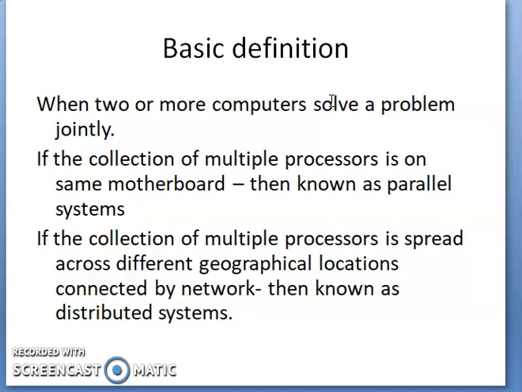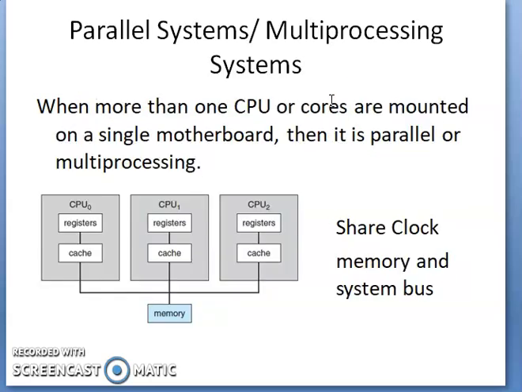Now let us look at the specific features of parallel and distributed systems. So coming to the parallel systems, the other name for this kind of a system is a multiprocessing system. Why the name multiprocessing? Because more than one processor is there in a parallel system. So when more than one CPU or cores are mounted in a single motherboard, then it is a parallel or a multiprocessing system.